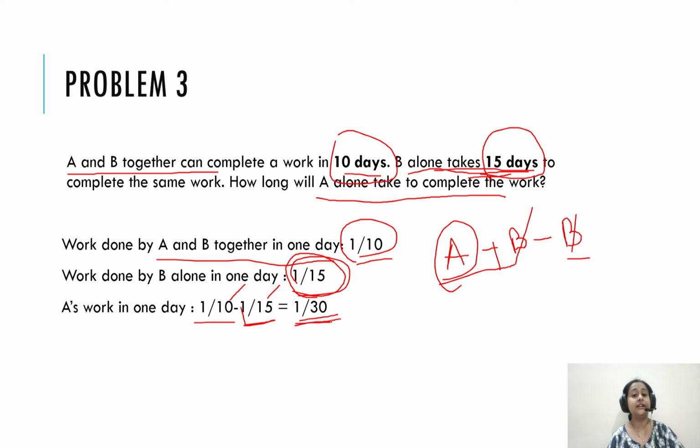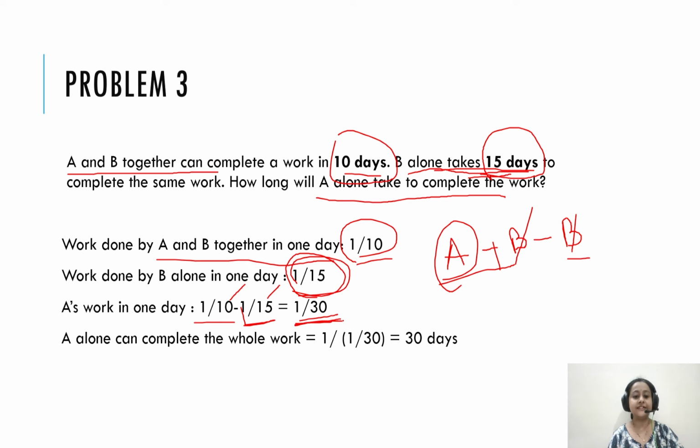So how many days will be required for A to complete the whole work? That is nothing but the reciprocal of this. So 1 by 1 by 30, that is 30 days. In 30 days A can alone complete the whole work. It is just the reciprocal of how much they can complete in one day. So it is a very simple problem.